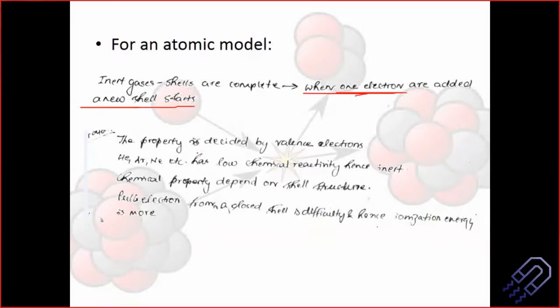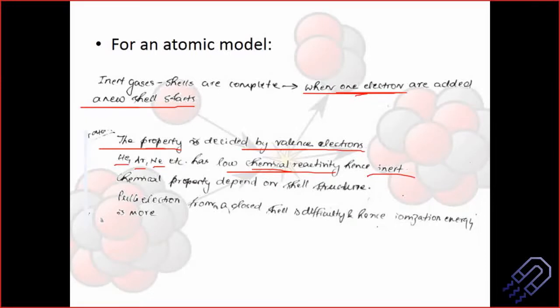Moreover, for the atomic model, we know that a lot of properties are decided by the valence electrons, the number of electrons present in the outermost shell. Being inert is one of the features decided by the valence electrons. If the valence shell is full, we know it is inert. So gases like helium, argon, neon and so on have very low chemical reactivity. They don't react readily with gases present around them because they are inert, and because of this they also have a lot of applications.